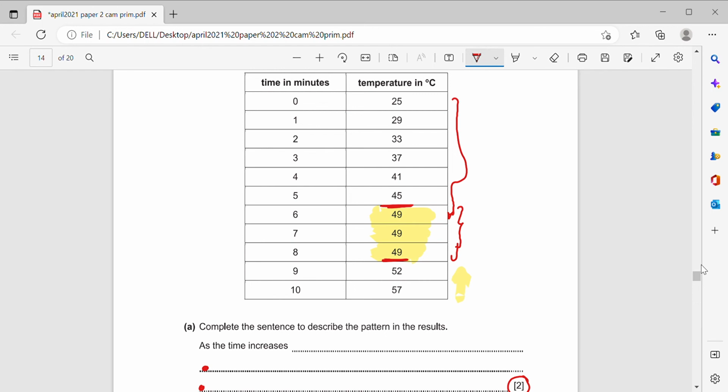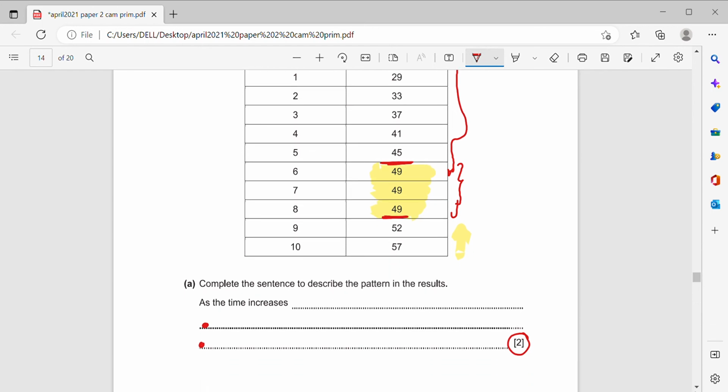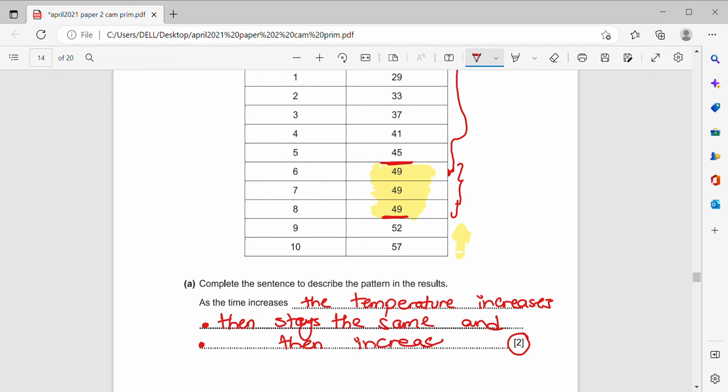That's how the answer is complete. So the first thing we have to write: the temperature increases. If you say only this, you will get half of the mark. Then what happens? Then it stays the same, and then increases.